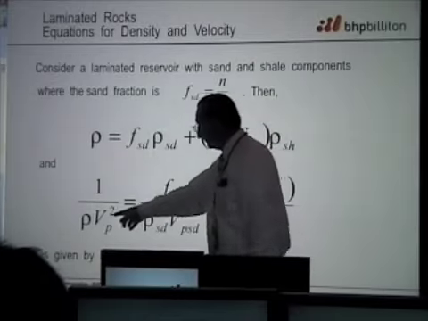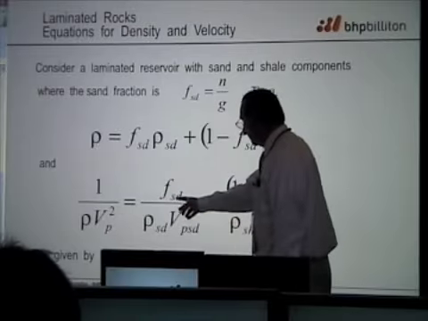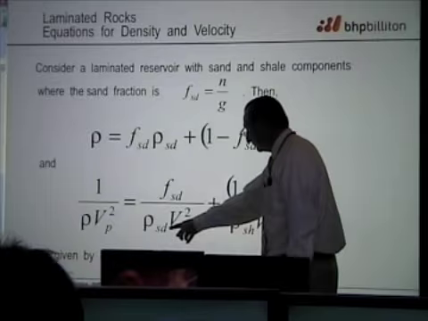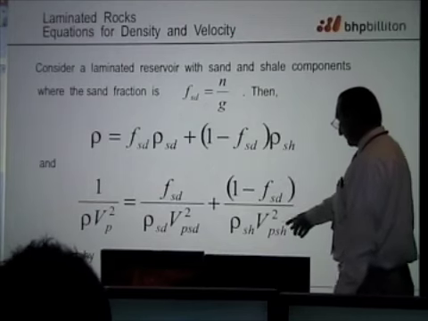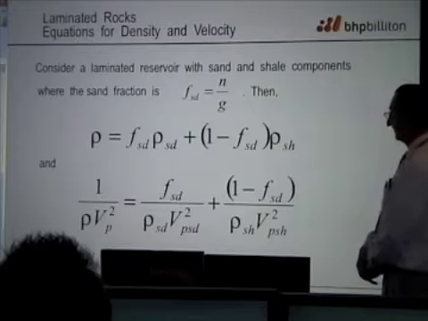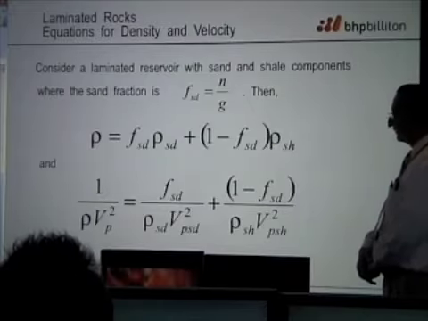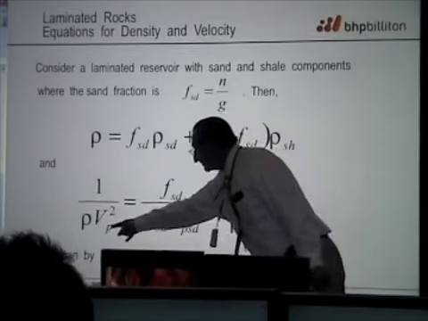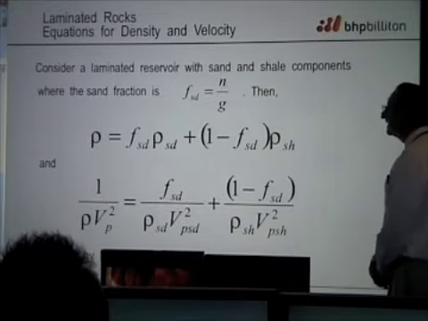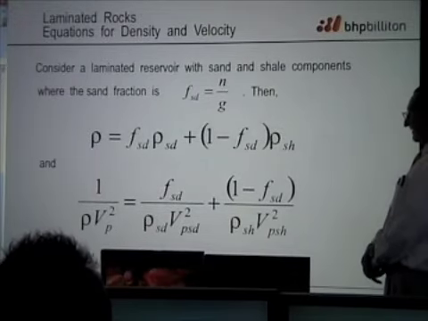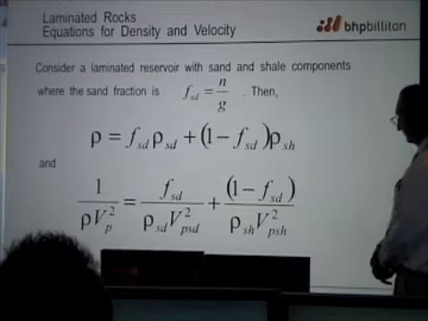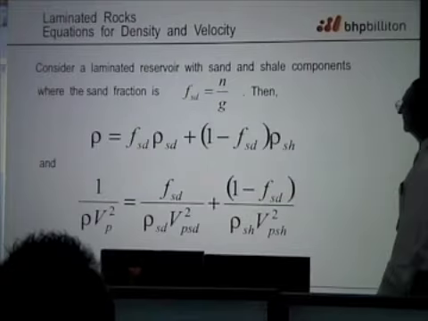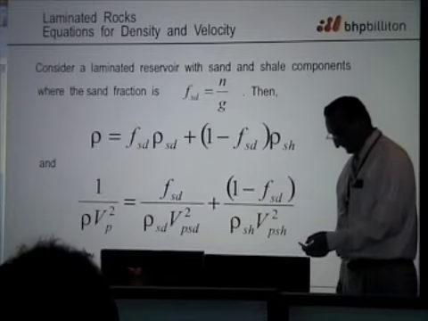1 over rho VP squared equals the sand fraction, or net to gross, over rho sand VP sand squared, plus the shale fraction over rho shale VP shale squared. And the same would be true of the vertical shear velocity. That is, we just replace the P with the S. So that's given by Postma 55, and probably earlier than that for all. But anyhow, that's what it looks like.